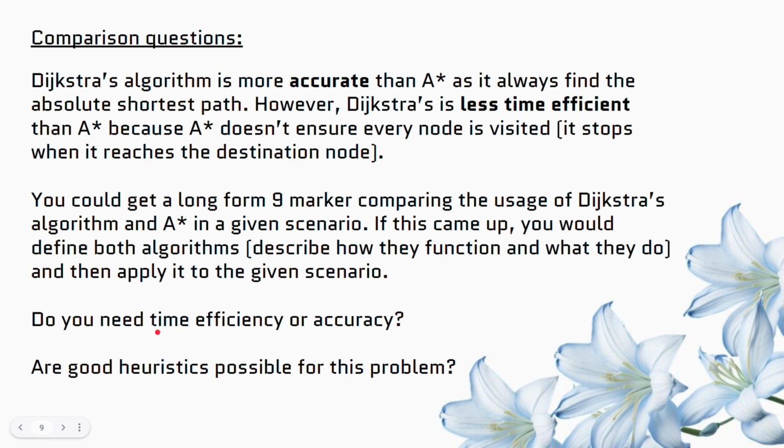Or maybe it's a classroom where you need to be quick. You don't really care about accuracy. You need to be quick for the kids. I don't know. And then you also want to consider, are good heuristics possible for this problem? Are you able to calculate good heuristics? Because A-star relies on good heuristics. If you're not given good heuristics, A-star will be quite inaccurate in finding the shortest path.